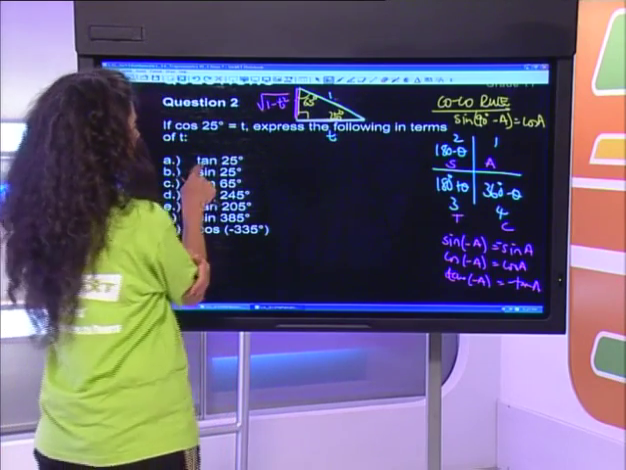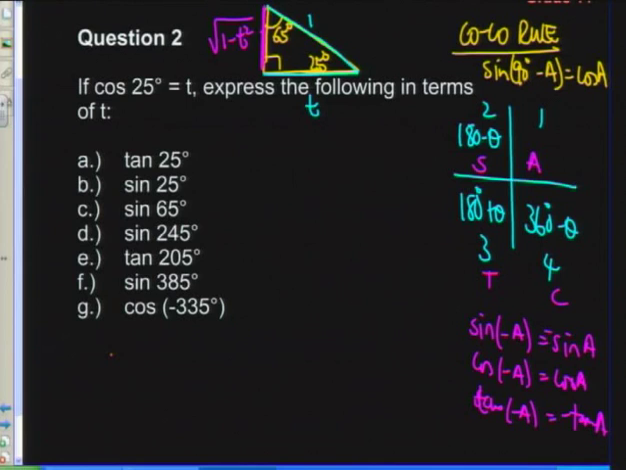So in this case, if I'm looking for the tan of 25, then tan of 25 would be opposite over adjacent, which would just be that. So my tan of 25 would be the square root of 1 minus t squared over t. Okay. What about the sine of 25? Well, the sine of 25 is opposite over hypotenuse, so it would be that over 1.